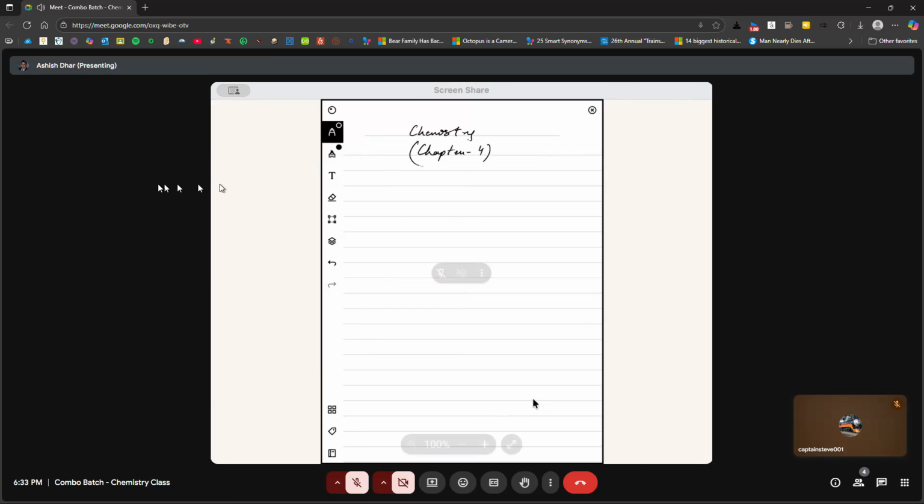4, and the chapter is called Carbon and its Compounds.